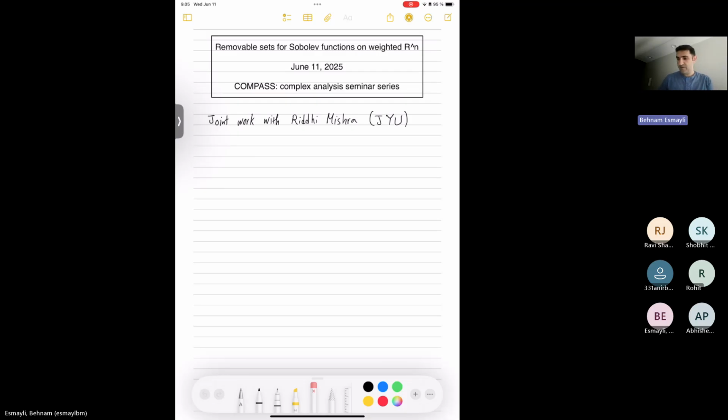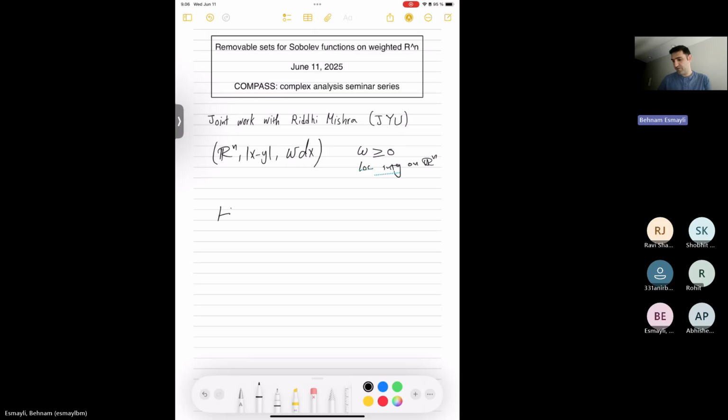So Rn being weighted would mean that we are in Rn with its standard distance, but now instead of the Lebesgue measure, which we denote by dx, we have the measure w dx, where w is a non-negative, locally integrable function on Rn. And then to define Sobolev spaces, we said that there are two approaches.